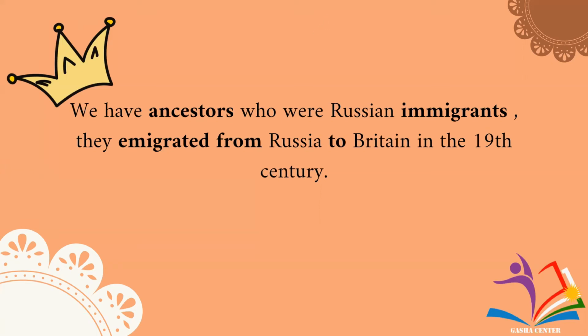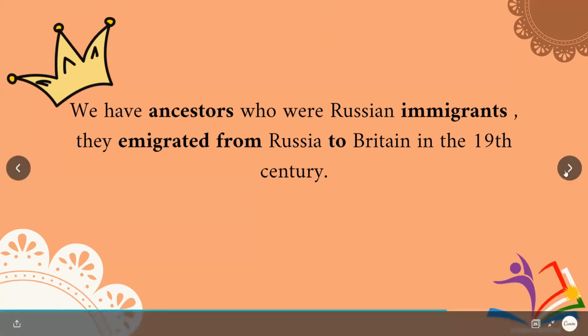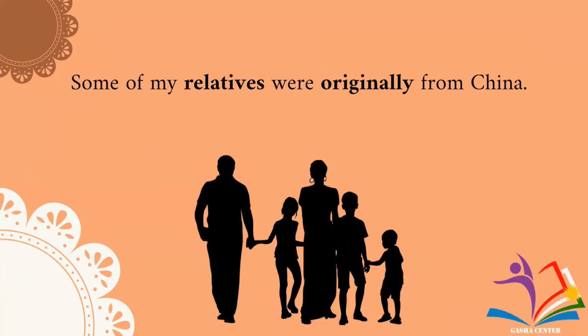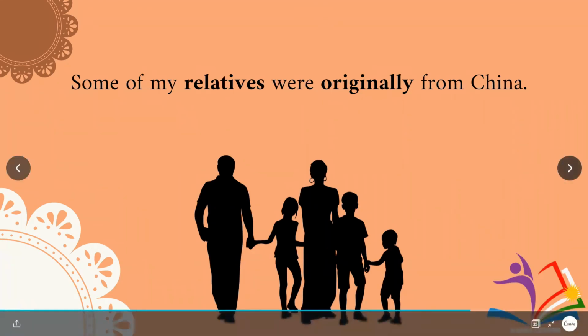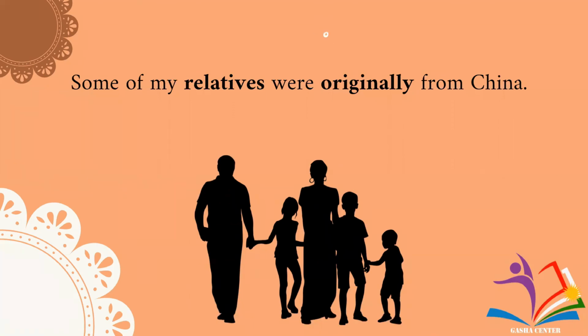They immigrated. Immigrants is a noun. Immigration also is a noun. Immigrated is a verb. Don't confuse it. You can say they were immigrants and there was immigration. They immigrated. Is that clear? Some of my relatives were originally from China.